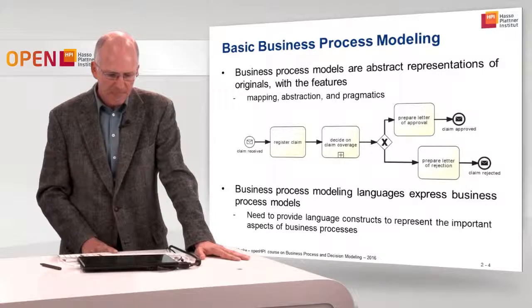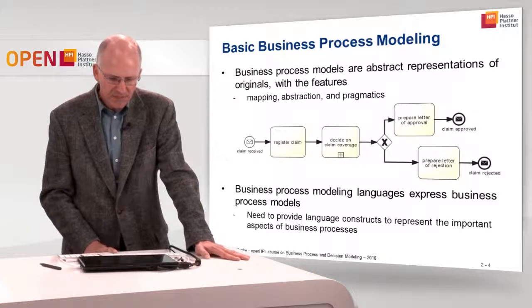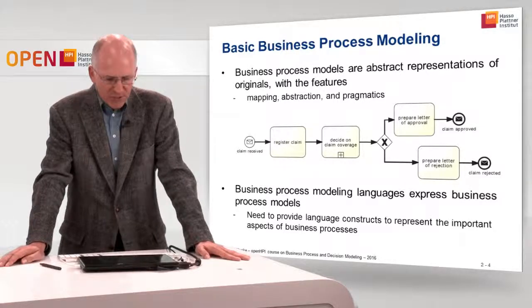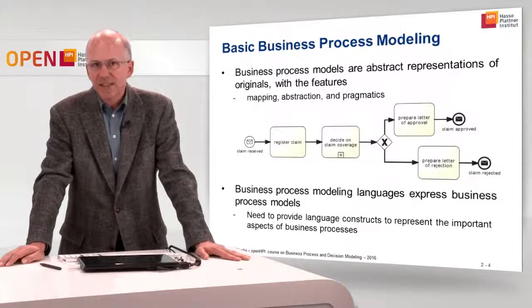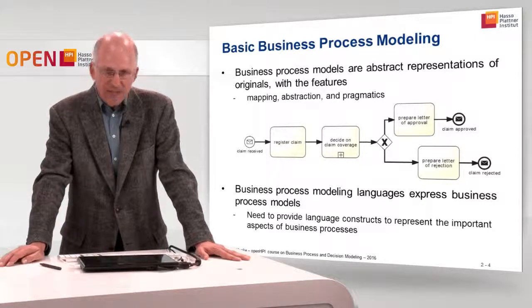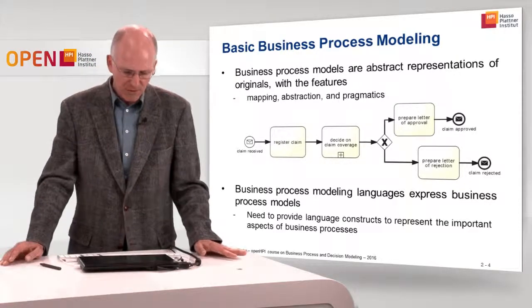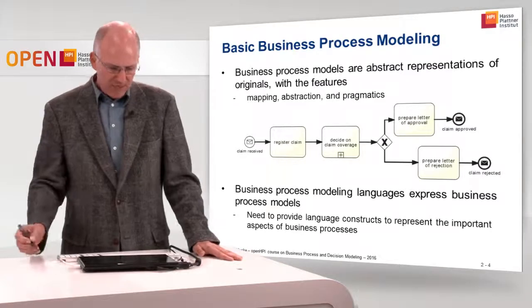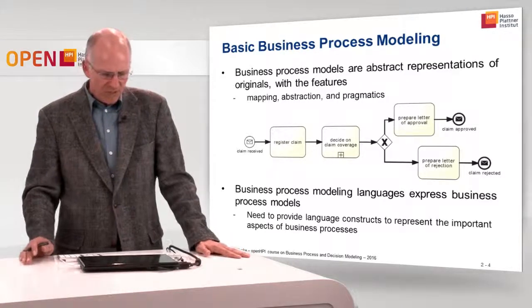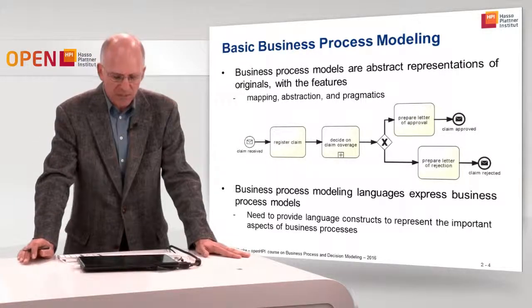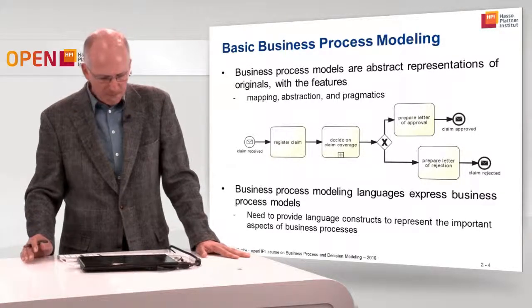All right. So, basic business process modeling. Business process models are abstract representations of originals with the feature mapping, abstraction, and pragmatics. This is what we learned last week when we were discussing the properties of models from the modeling theory. And here we have an example of a business process model that specifies what are the activities we need to perform in order to process an insurance claim.